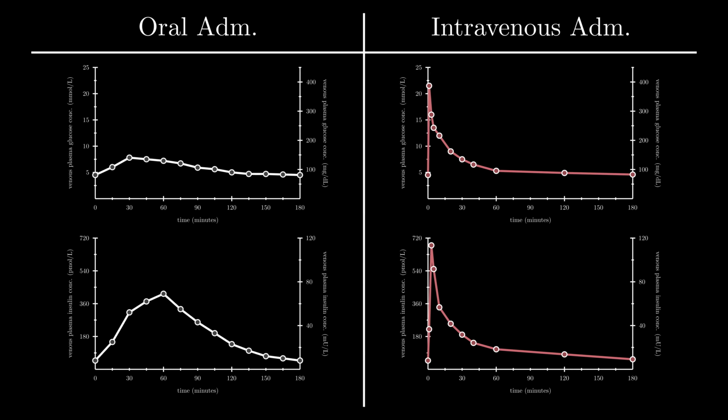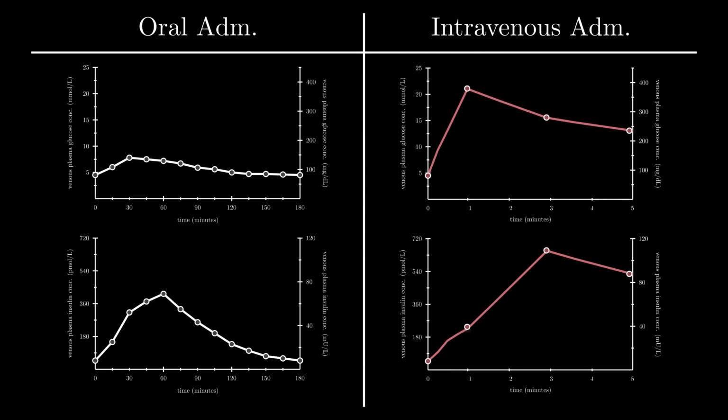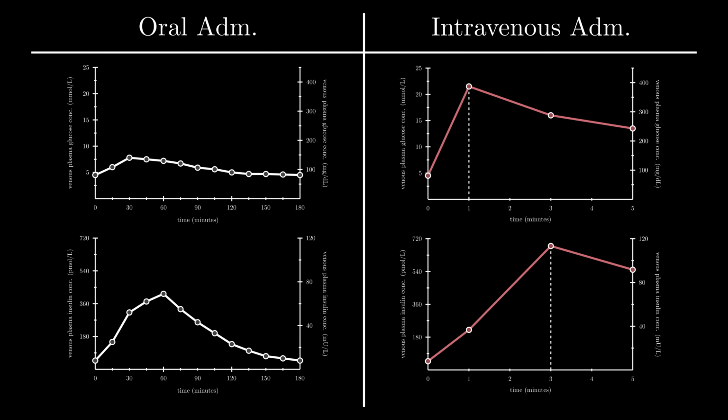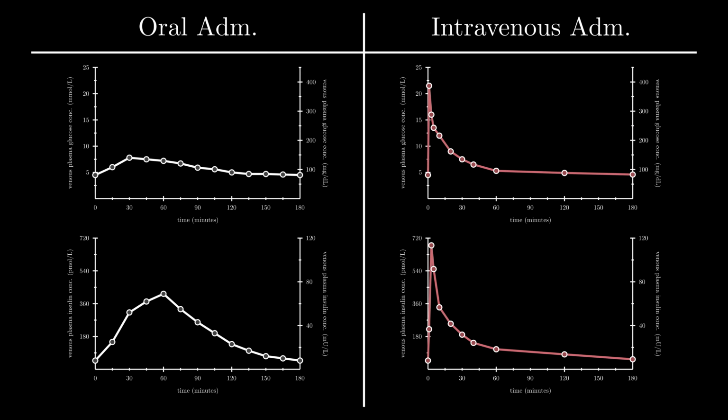Here are the correctly scaled y-axes for comparison. Second, this setup requires frequent sampling early on due to the sharp spike and rapid decline seen in both curves. And just like with oral intake, the insulin peak follows the glucose peak, but the delay is much shorter with intravenous administration. In conclusion, this is not the outcome we're aiming for.